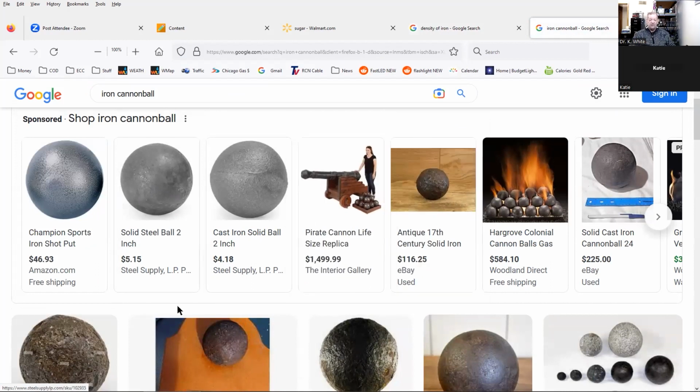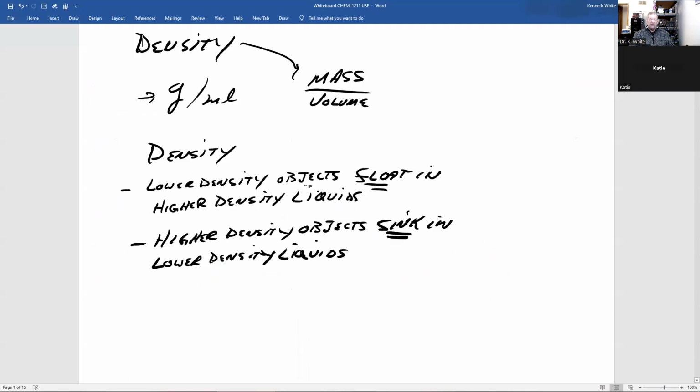And that all goes back to lower density objects float in higher density liquids, higher density objects sink in lower density liquids. By the way, I think a feather is 0.01 or 0.001 grams per milliliter. You take a feather and put it on a bucket of water, it floats on the top.